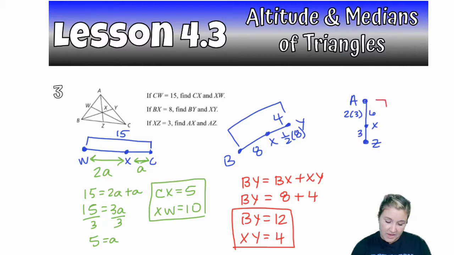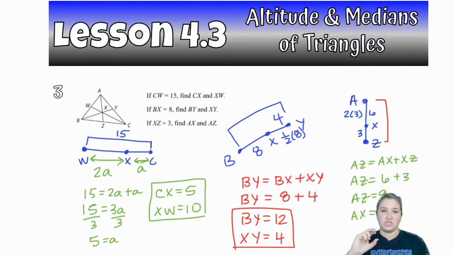I also know that from A to Z has to be those two added together. So AZ is going to be AX plus XZ. A to X, we figured out, is twice the bottom one, which is 3, plus 3. So AZ is going to be 9. And I figured out AX based on the relationship between the centroid and the vertex and the opposite side, and we figured that to be 6.